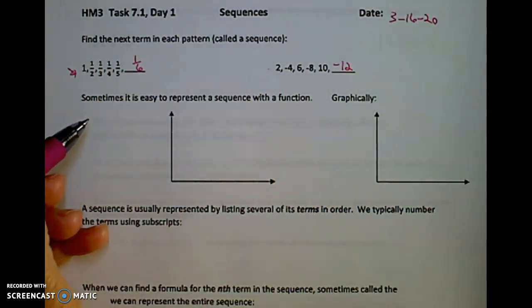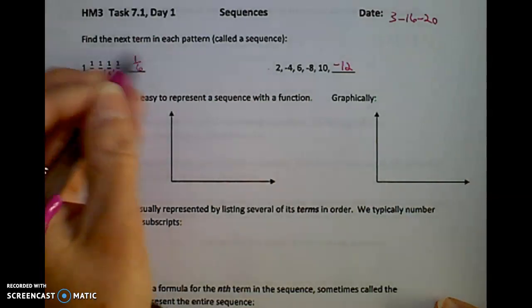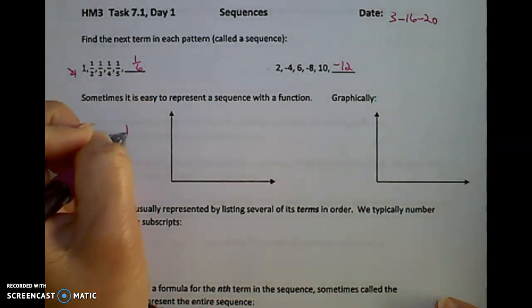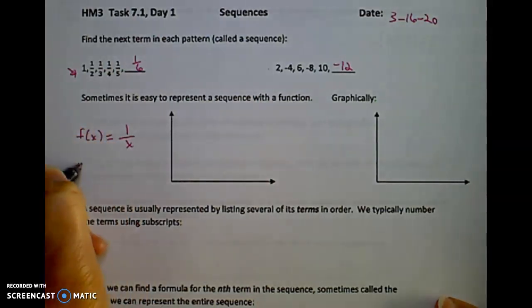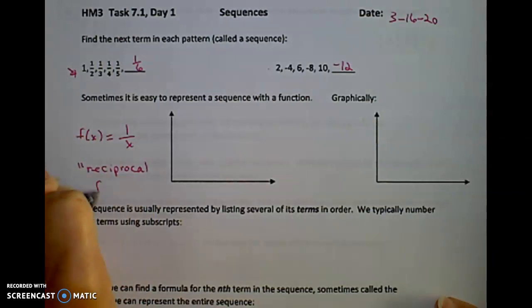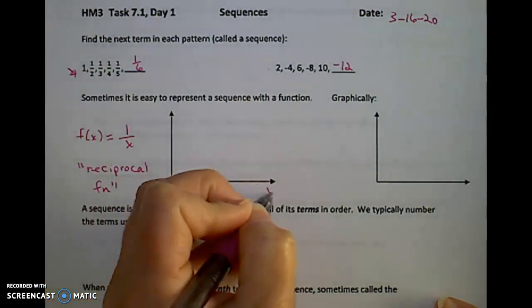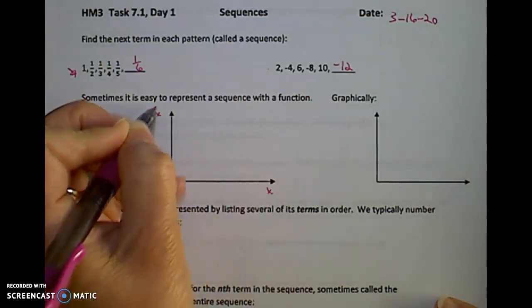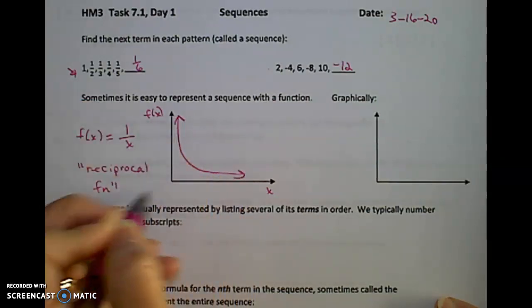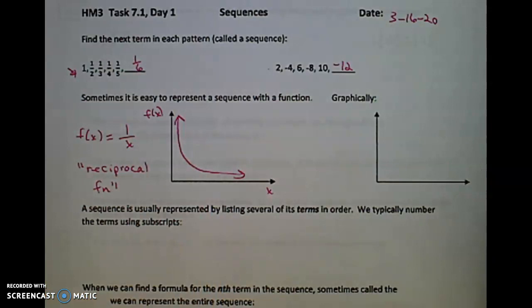Sometimes we can represent a sequence, a pattern, with a function. You might recognize this. Back in the day, we would have said that f of x is equal to 1 over x. We used to call that the reciprocal function, if you remember. And if you graph that reciprocal function, it looks something like this. It would have also been in the third quadrant down here.